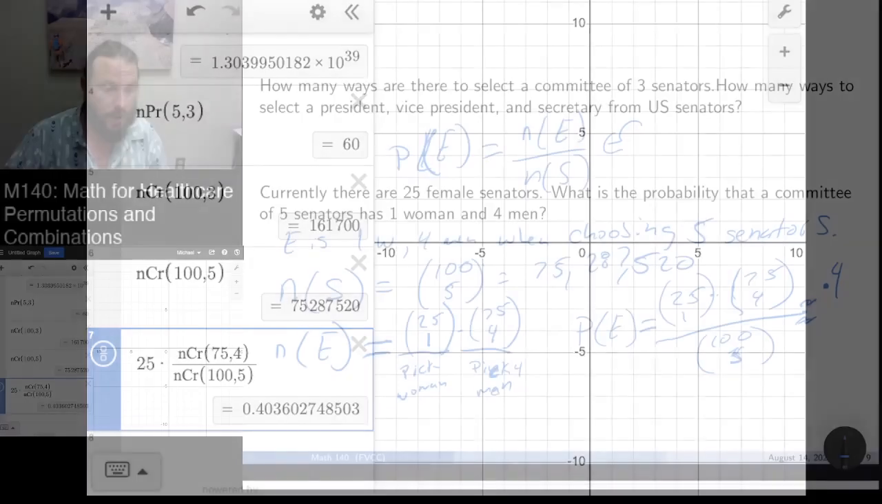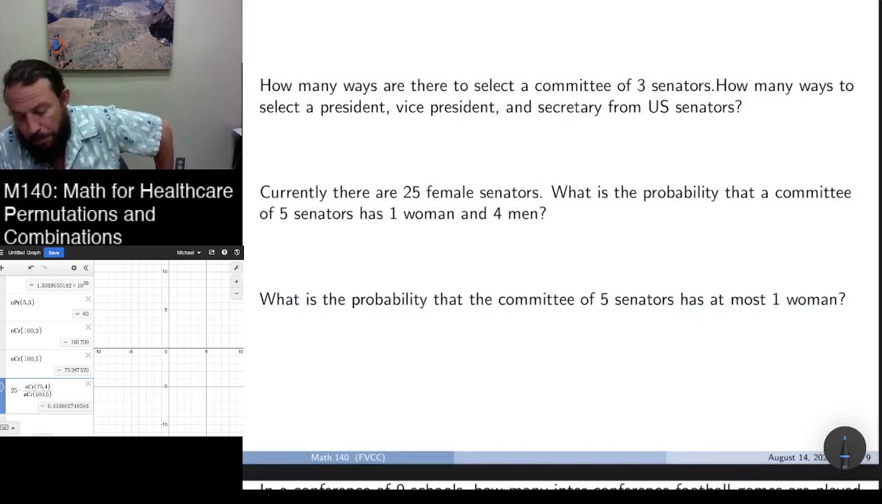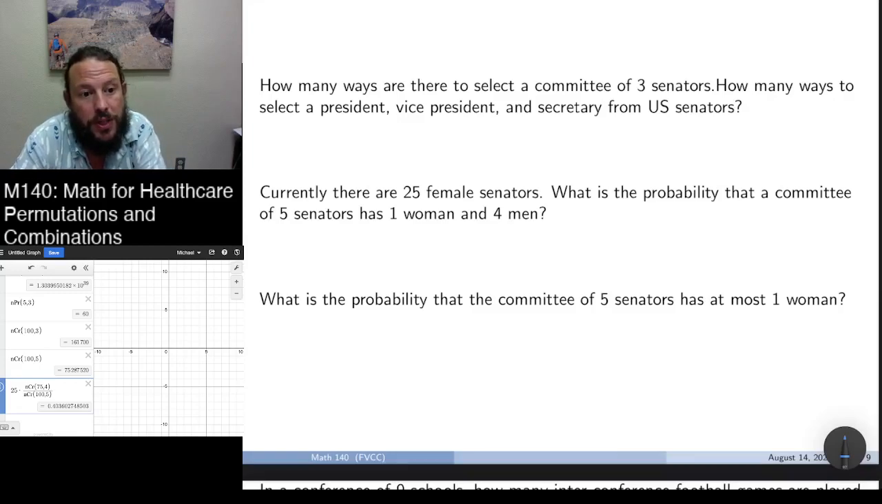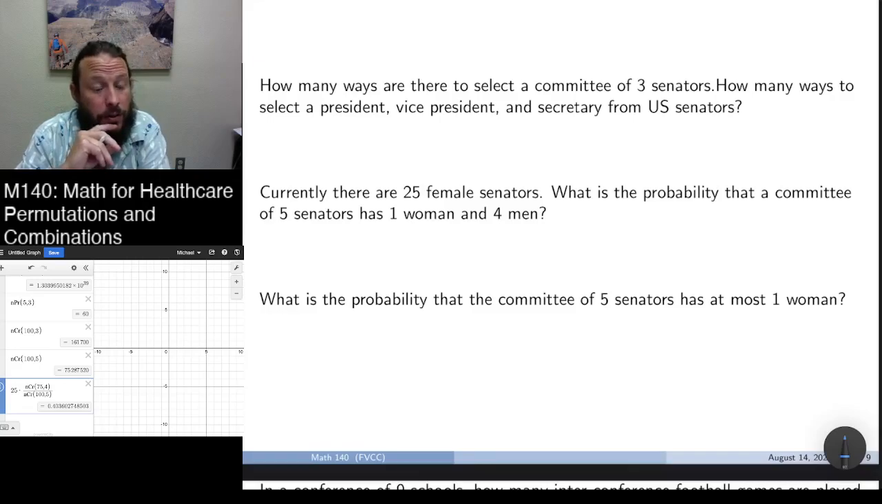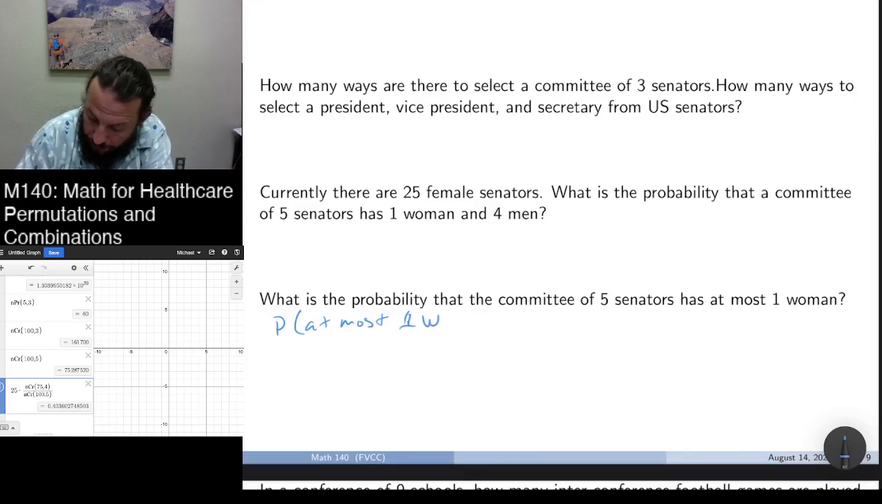Now let's go back to our slides here. What is the probability that the committee of 5 senators has at most 1 woman? At most. So let's see. Notice that you can't have 1 woman in the committee of 5 and 2 women in the committee of 5 at the same time, right? So they are mutually exclusive, and we're going to take advantage of that. We want the probability of at most 1 woman.